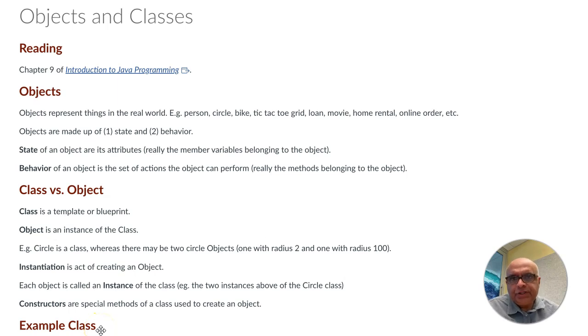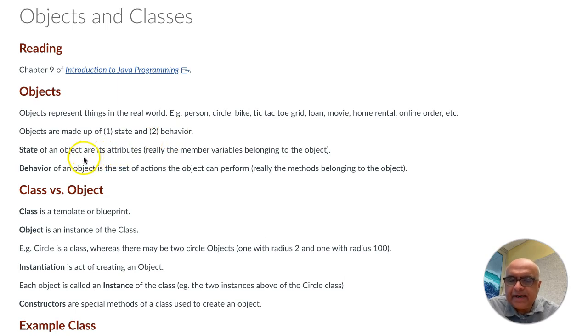In this lesson, we will start talking about object-oriented programming, specifically objects and classes. Objects represent things in the real world. They could be a person, they could be a geometric object like a circle, they could be anything, even an online order. They are made up of two things: state and behavior.